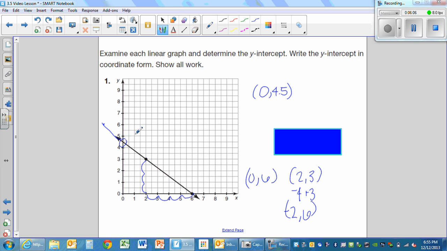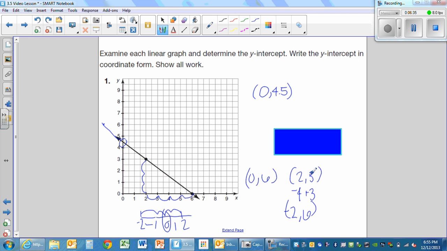Now I need to figure out where it hits the y-axis. It's going to be halfway in between those 2 points. So what's halfway between 2 and negative 2? Well, if I plot them on a number line, I start at negative 2 and I'm going to go in 1, 2, and from 2, I'm going to go in 1, 2. We find that 0 is right there in the middle.